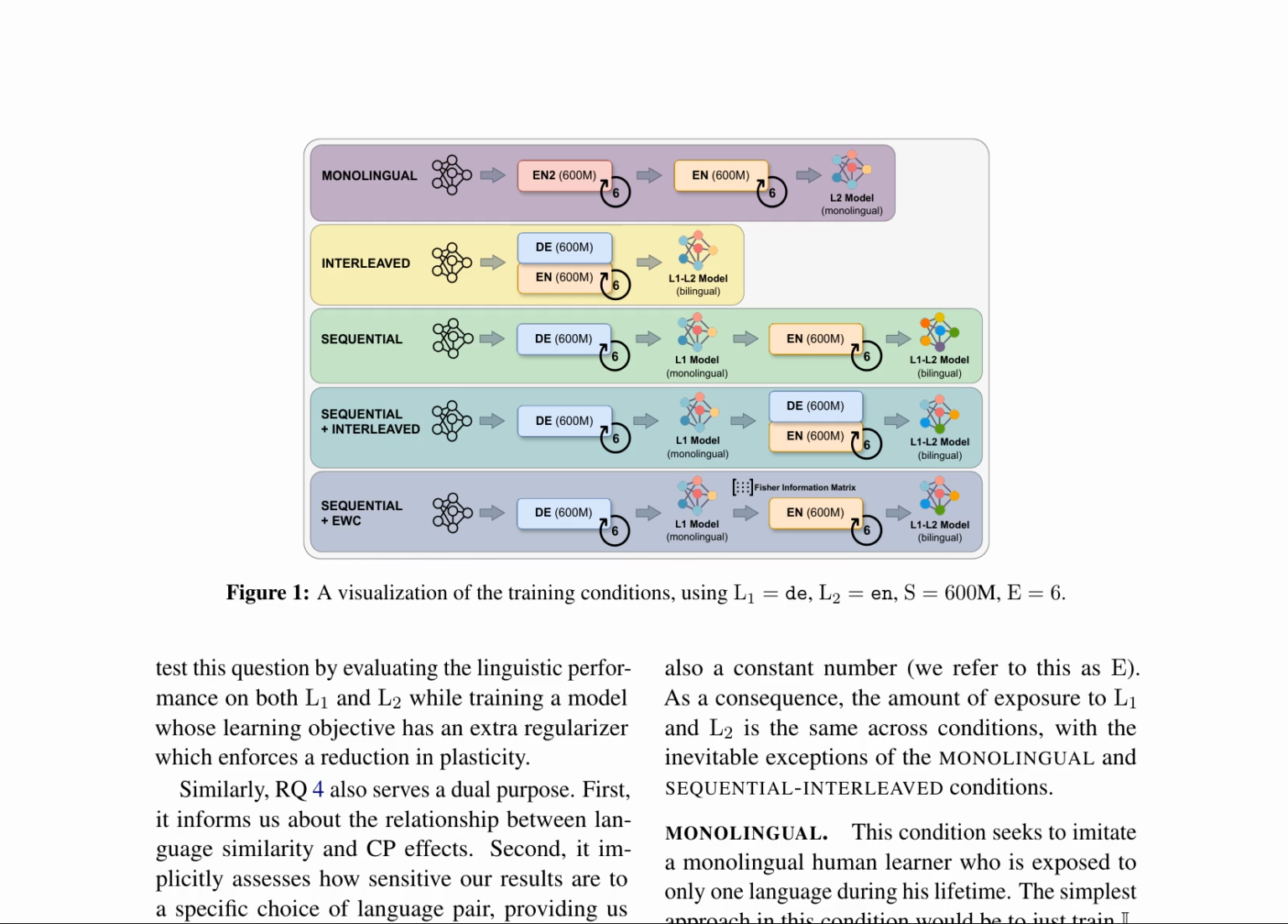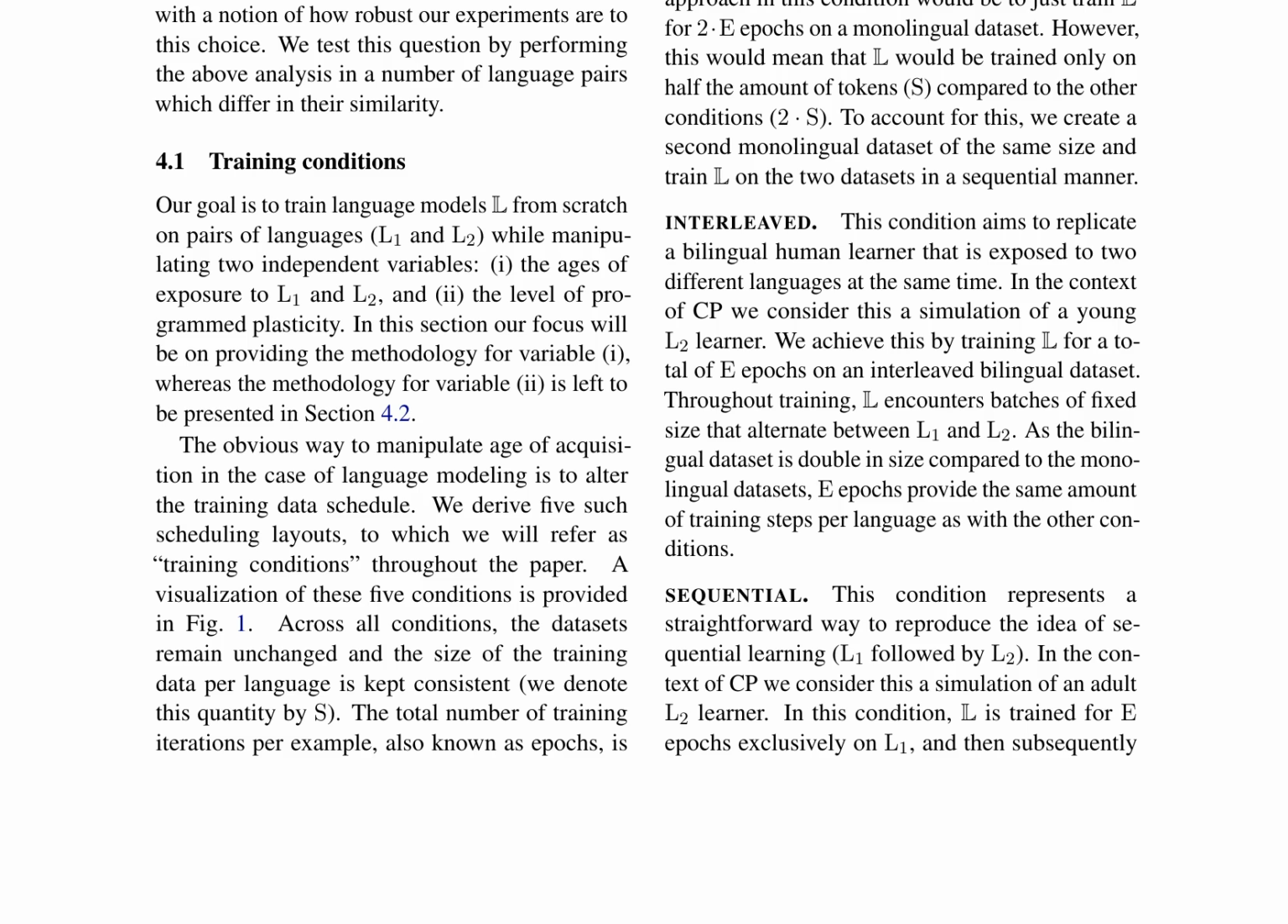These conditions simulate various language learning scenarios, such as monolingual and bilingual human learners, and adult L2 learners. The monolingual condition trains the model on two monolingual datasets sequentially, accounting for the reduced number of tokens. The interleaved condition trains the model on an interleaved bilingual dataset, alternating between L1 and L2. The sequential condition trains the model exclusively on L1 for e epochs, followed by training on L2, simulating an adult L2 learner. Programmed plasticity is manipulated through the EWC Fisher information matrix regularizer, which enforces a reduction in plasticity, allowing for the examination of the relationship between language similarity and CP effects.